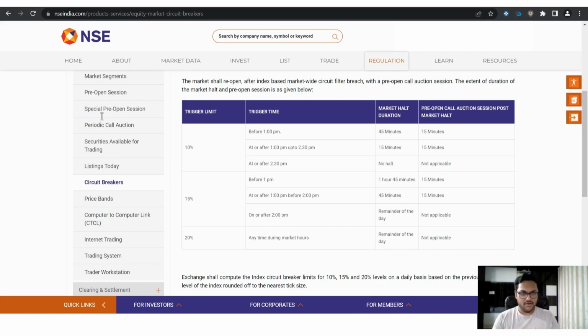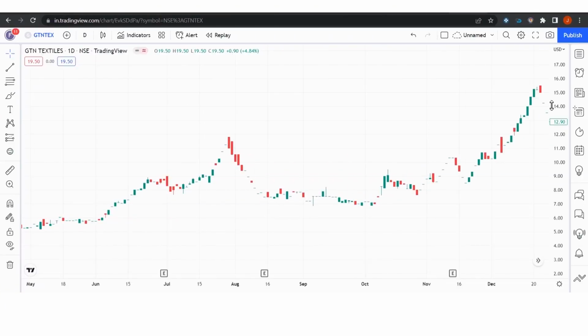This is the reason for having, first of all, for stocks the circuit filter, upper circuit and lower circuit, and for the entire market, that is for Nifty, these circuit breakers. I want to show you some practical examples of this, and that's why I've chosen this particular stock, GTN Textiles. I've chosen it because it has many examples and different cases of upper circuits, lower circuits, and related things. That's the reason I have chosen this stock.